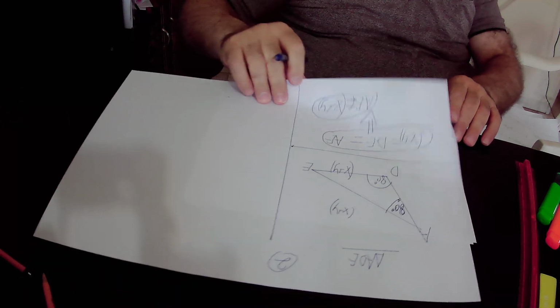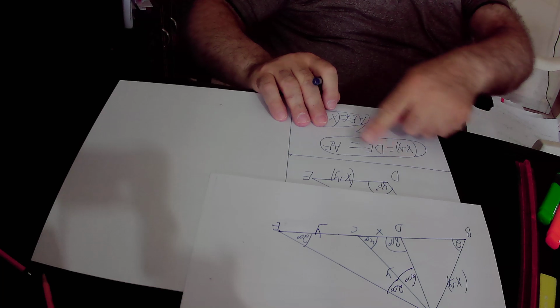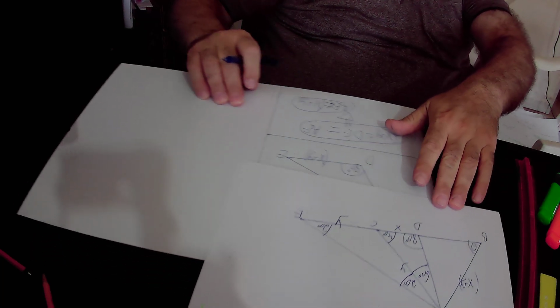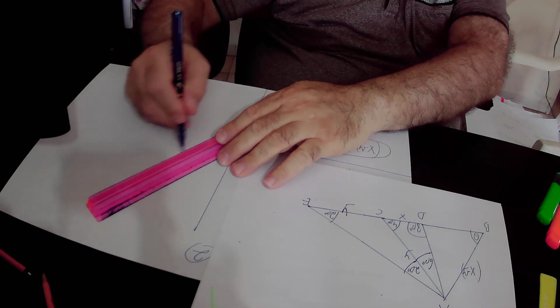In the next step, I'll copy the big triangle ABE in this page and we'll analyze triangle ABE. Okay, so this is triangle ABE.